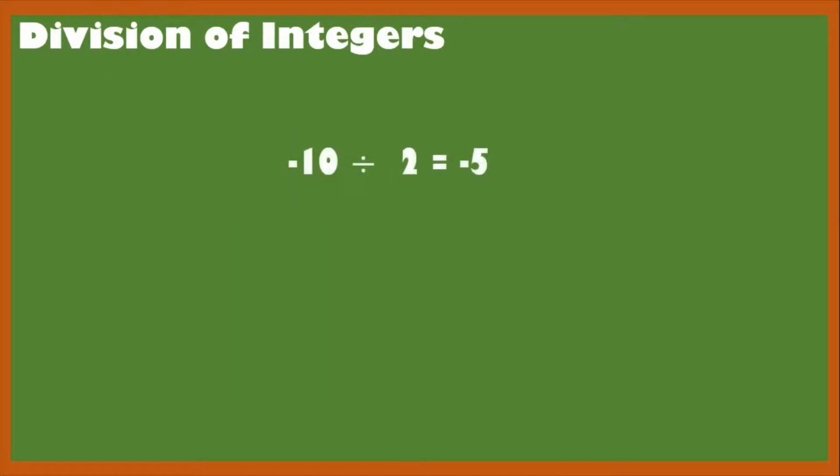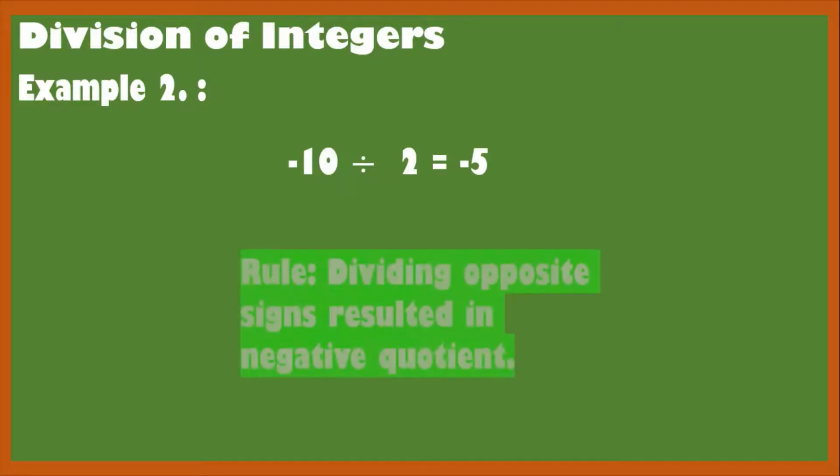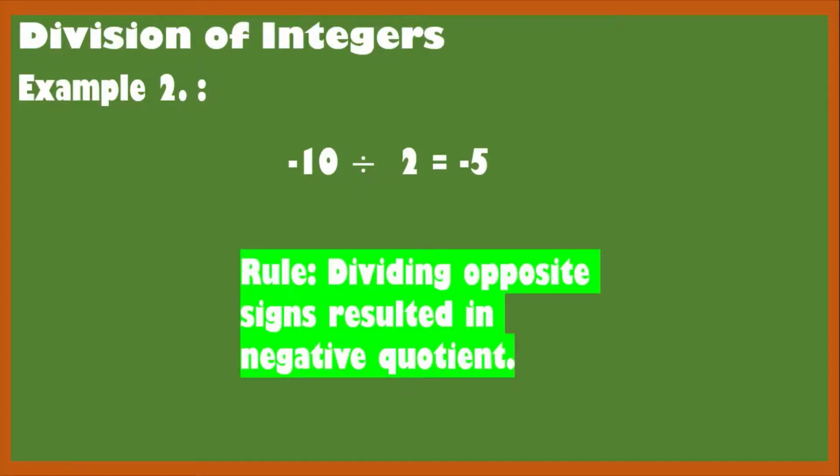We have example number 2. In this example, as we can see, we have negative 10 and positive 2. They have different or opposite signs, right? So, the answer or the quotient for this is negative 5 because they have different signs. Like the rule in multiplication, dividing opposite signs results in a negative quotient.